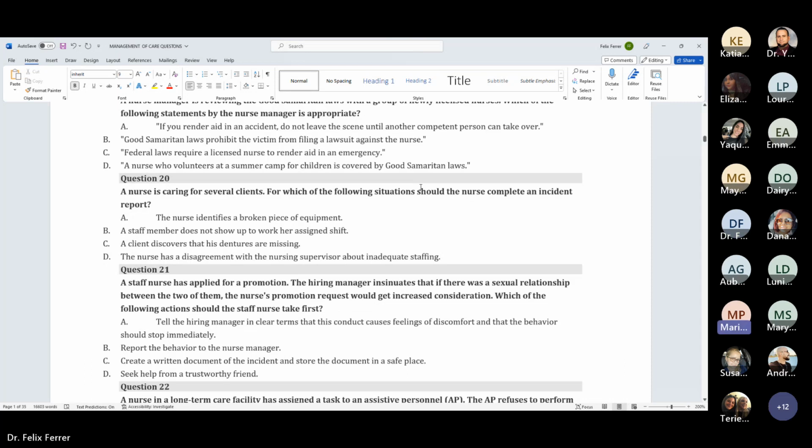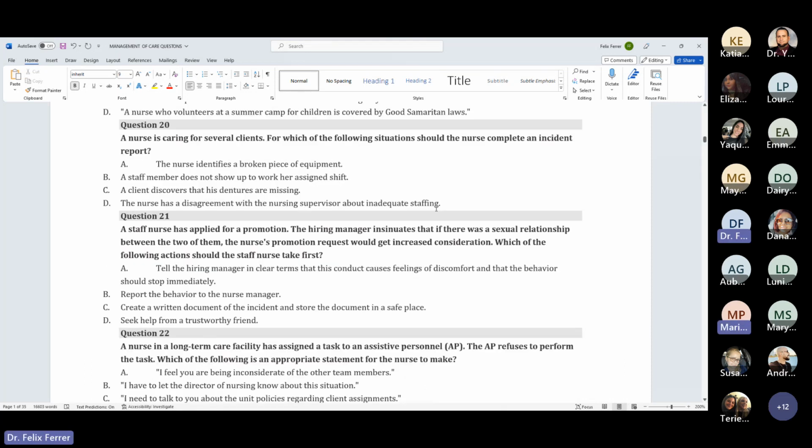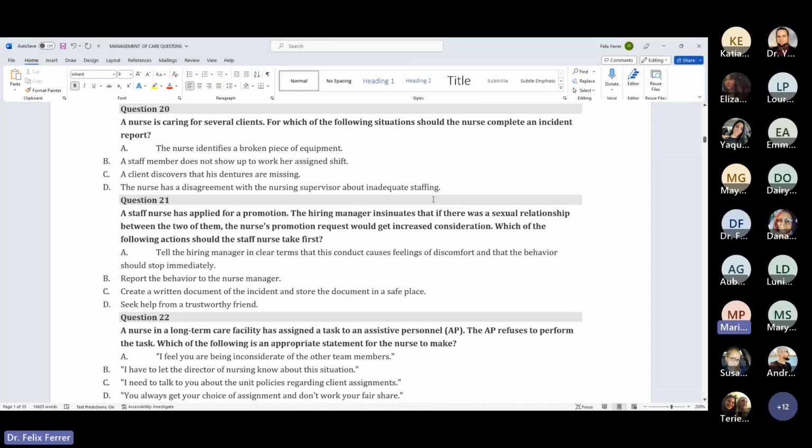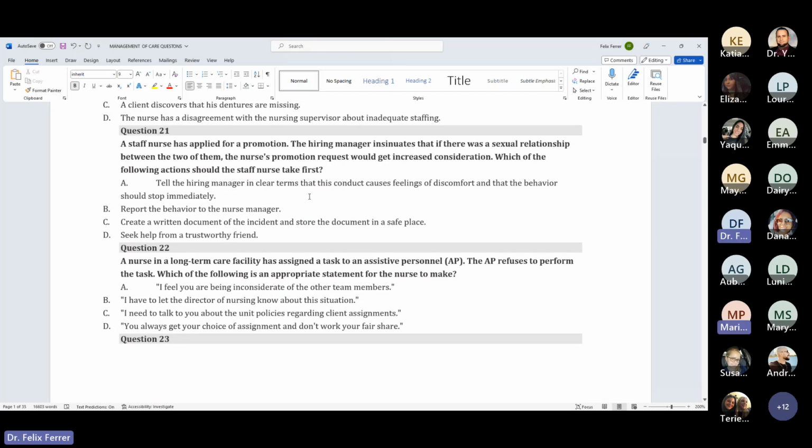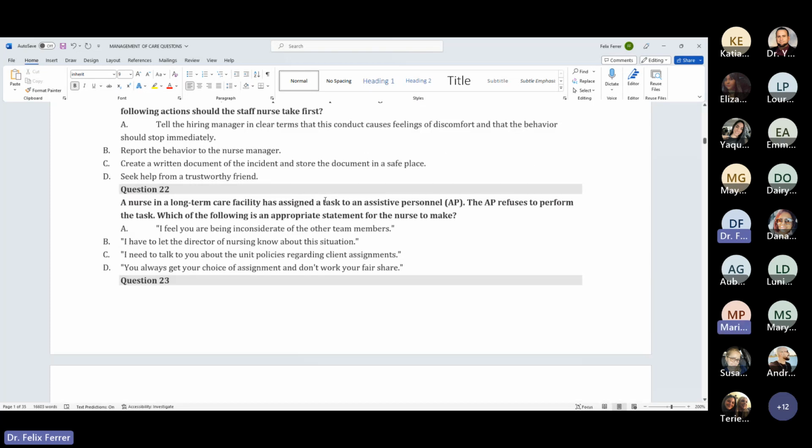And good. The next is a scenario for several clients in which the nurse needs to complete an incident report. C, C as in cat. Client discovered that his dentures are missing. Really good. And staff has applied for a promotion. The hiring manager insinuated that there was a sexual relationship between the two of them, and that the promotion request will get increased consideration. Which of the following actions should the staff nurse take first? A. Tell the hiring manager in clear terms that his conduct was inappropriate. Really good.